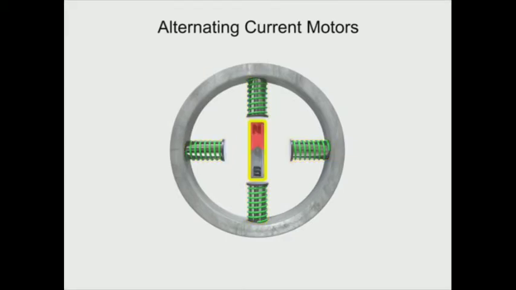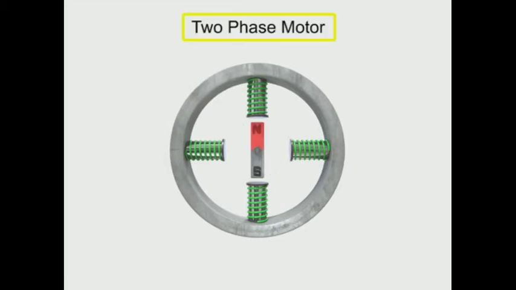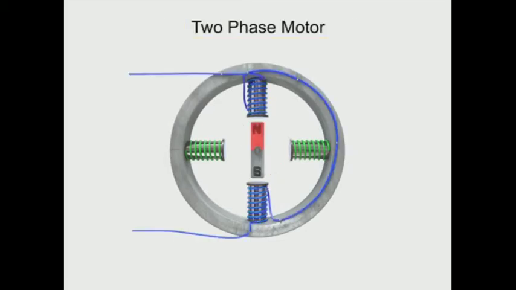There are two basic types of AC motors, synchronous and induction. The primary motor for application to the control industry is the induction motor.